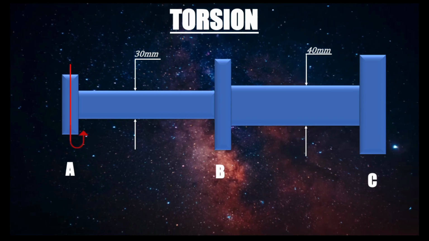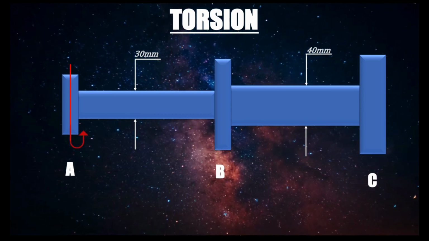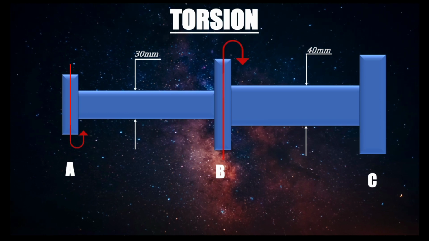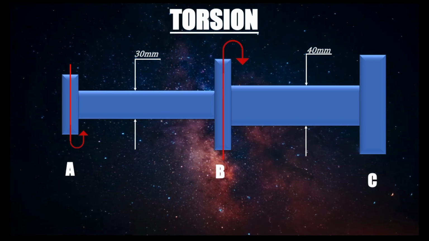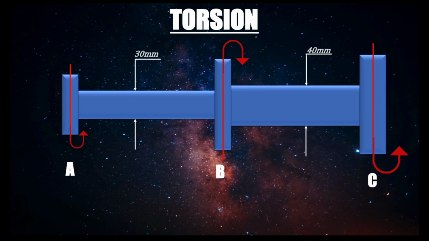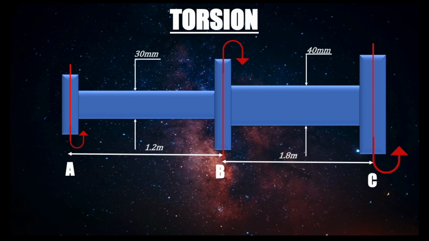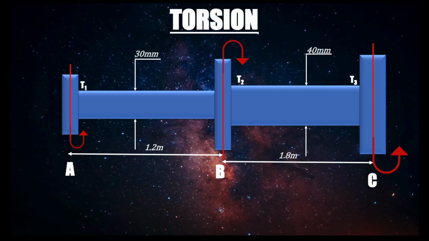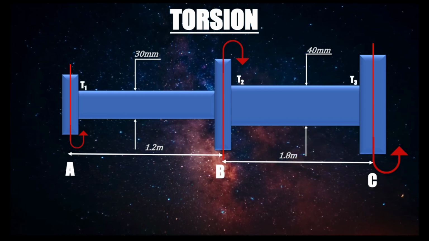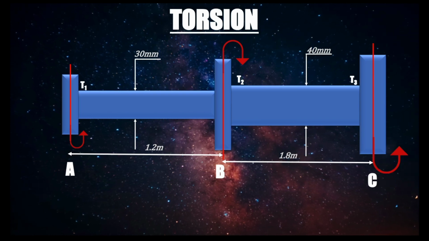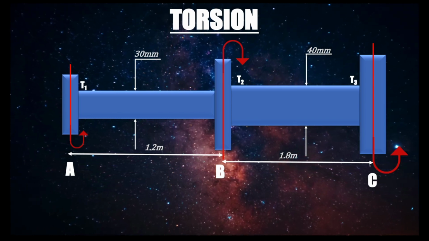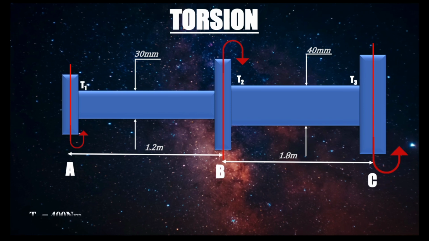Okay, and we're going to have a torque right here, which is acting in the counterclockwise direction, and also given the torque which is acting in the clockwise direction. So this one is the second, and the third is acting in the counterclockwise direction. We're also given the length between the pulleys: 1.2 from A to B and 1.8 from B to C. So T1 is the torque acting counterclockwise on point A, T2 on point B, and T3 on point C.